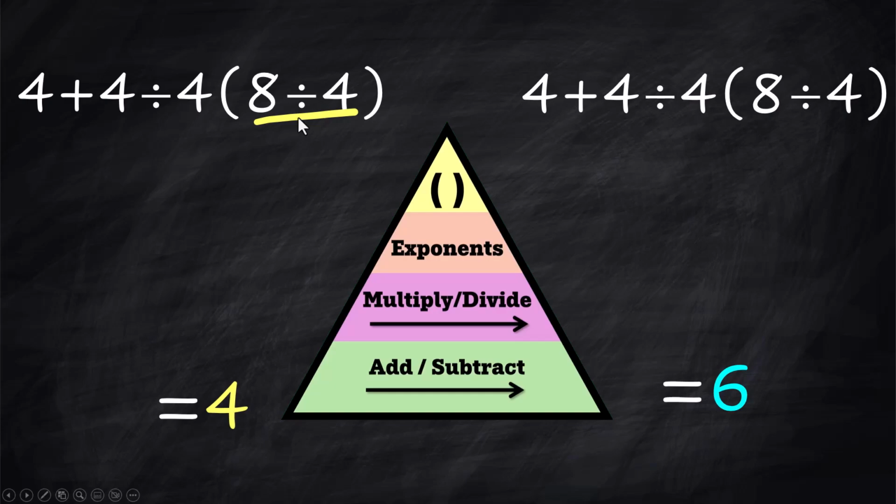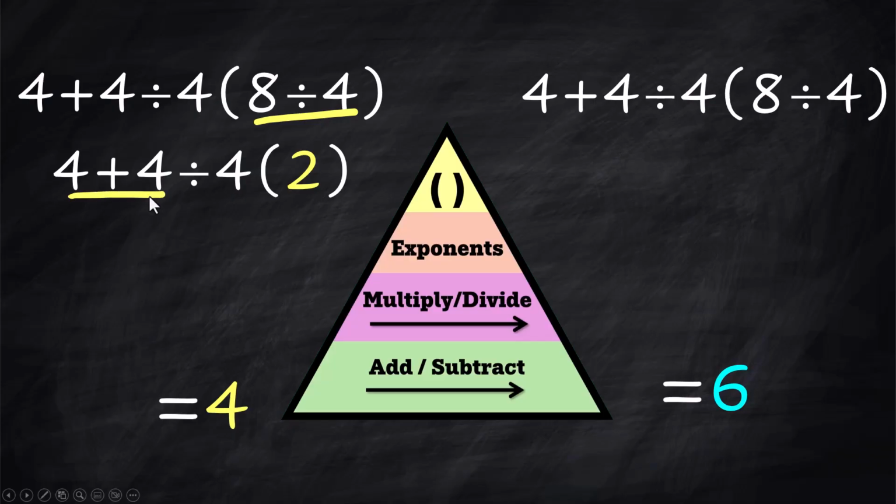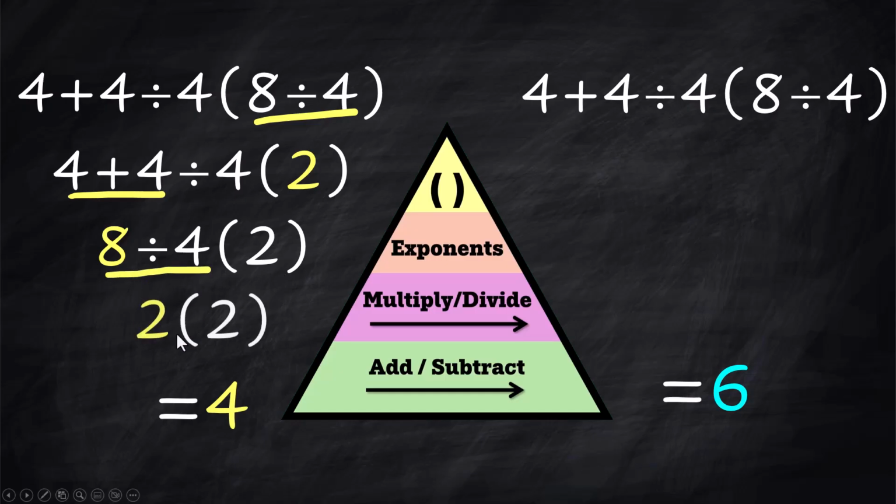So this one starts with 8 divided by 4. We get 4 plus 4 divided by 4 times 2. Then they did 4 plus 4, 8 divided by 4 times 2. 8 divided by 4 is 2. 2 times 2 is 4.